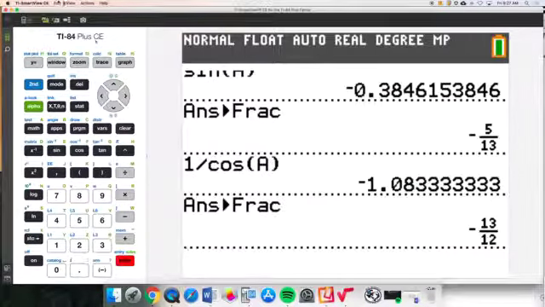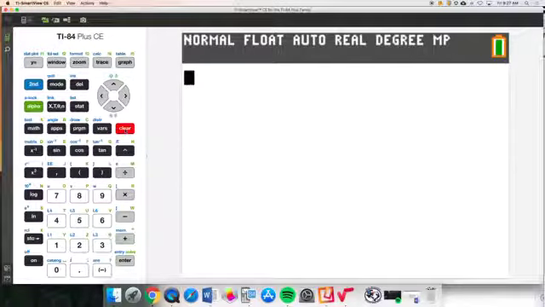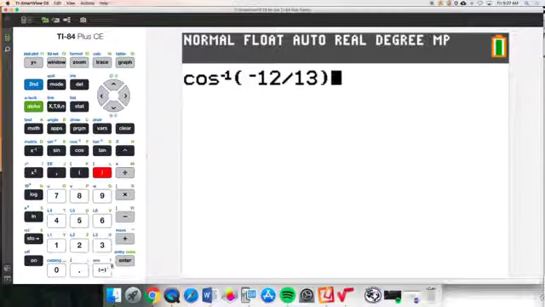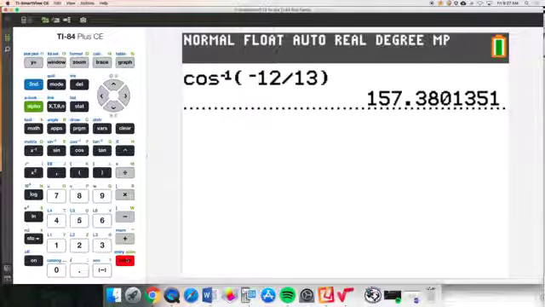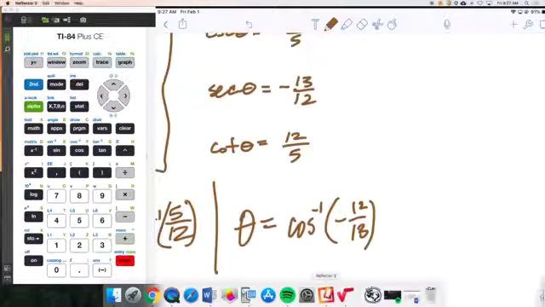Let's type that in. Okay, we're trying to find the angle now. So now because we're finding the angle, we'll take second cosine of the ratio, negative 12/13, and let's see if it gives us our answer. Oh, it gives us 157. Is that our answer? No.